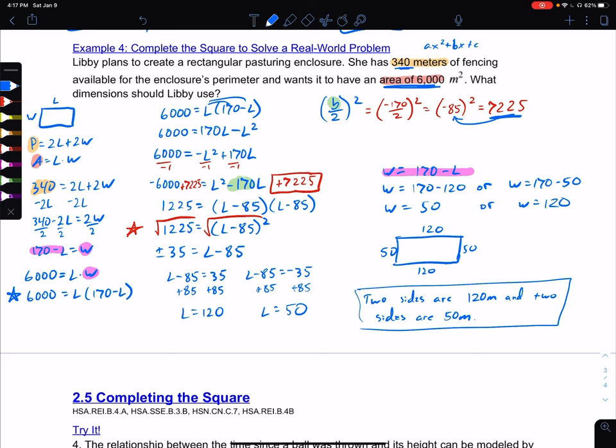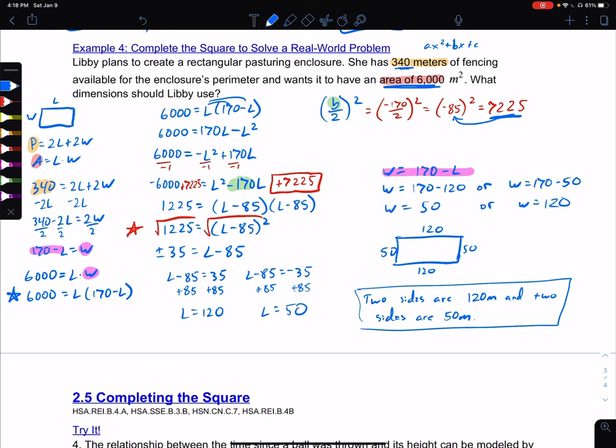But it's nice to see that you're able to use completing the square in different settings, not just a mathematical setting where it's been specifically set up for that. You can apply it to some other scenarios and things that can be used in the real world. And in this case, you're trying to find the dimensions of an enclosure. So hopefully this makes sense.